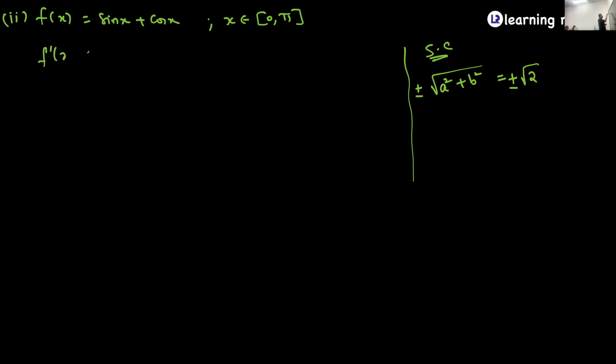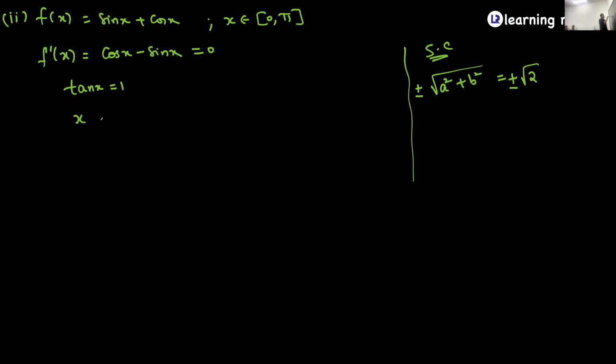So what is f dash of x? It is going to be cos x minus sin x. Equating this to 0, you get cos x equal to sin x, which implies tan x is 1. Now look at the interval carefully. It is between 0 to pi, meaning it is between the first and the second quadrant. So in the first and the second quadrant, where will tan x take the value plus 1? It will take it only in the first quadrant.